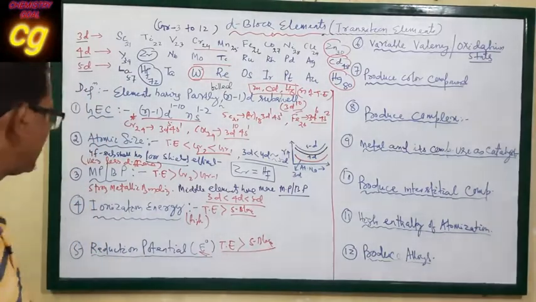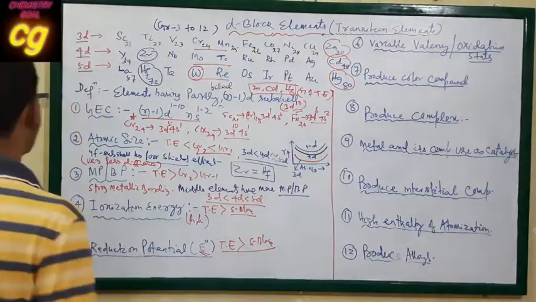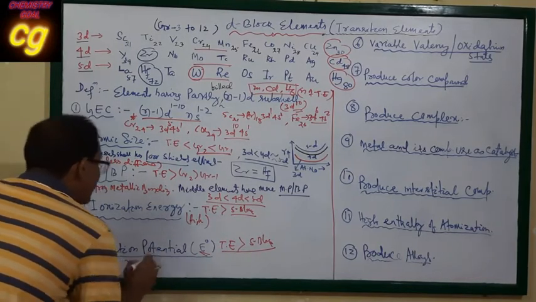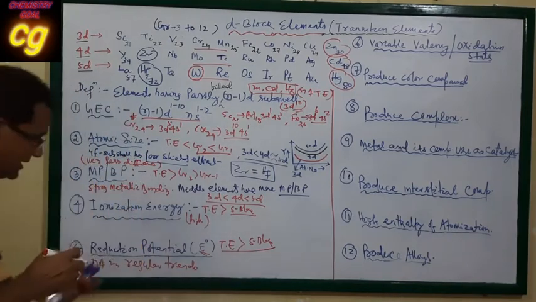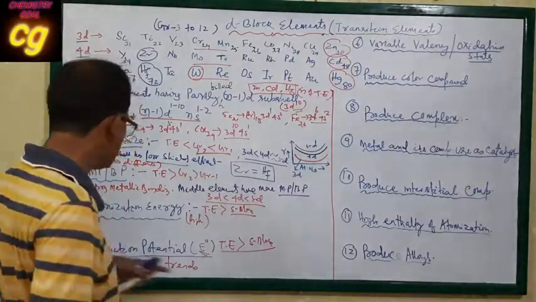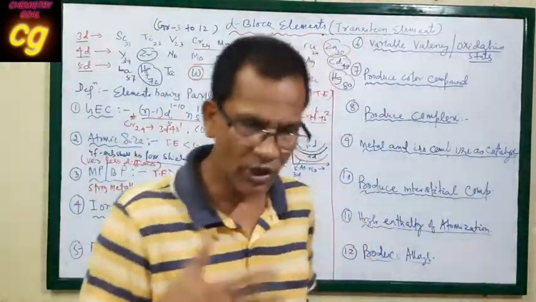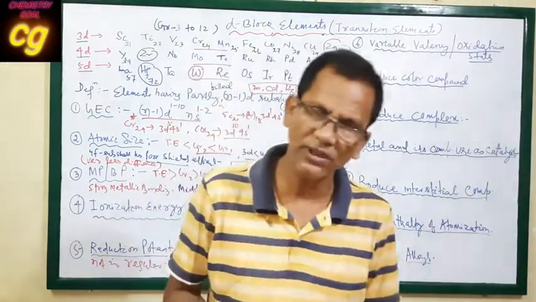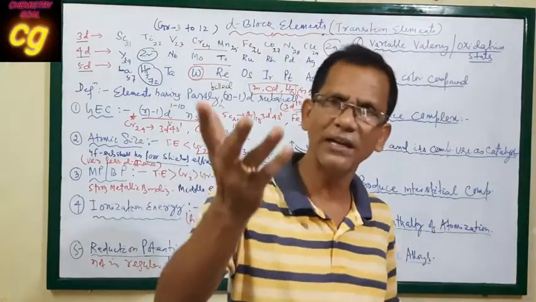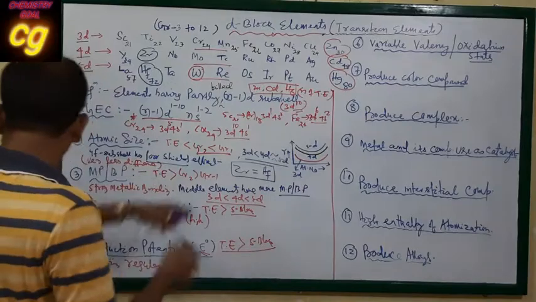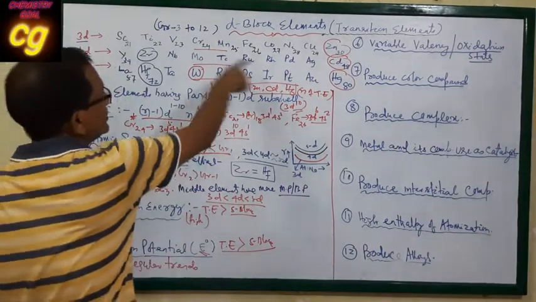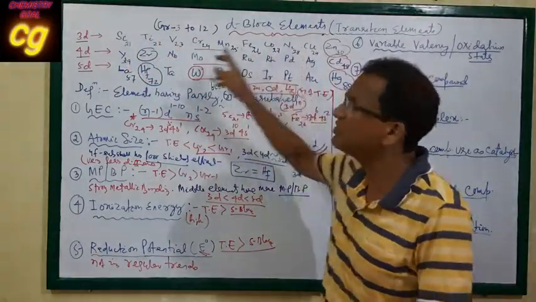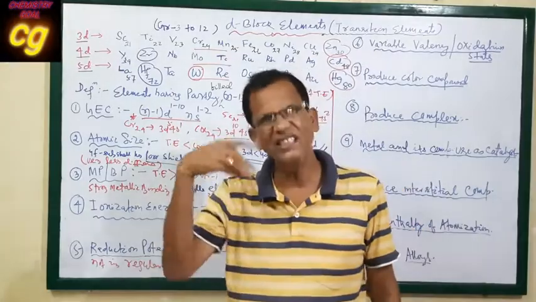But it is observed that this reduction potential is not in regular trends. What does it mean? Along the series, the reduction potential is not in regular order. Some cases may be more, some cases may be less. Metals generally have negative reduction potential, as you already know, but non-metals have positive reduction potential. The change of reduction potential along the series is not in regular order. In some cases it is increasing, in some cases decreasing.